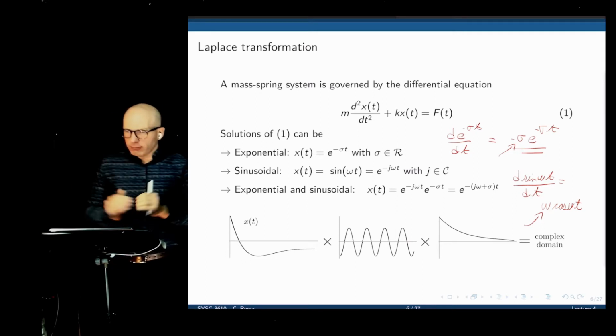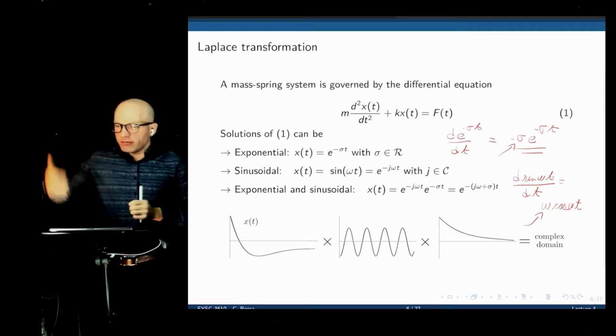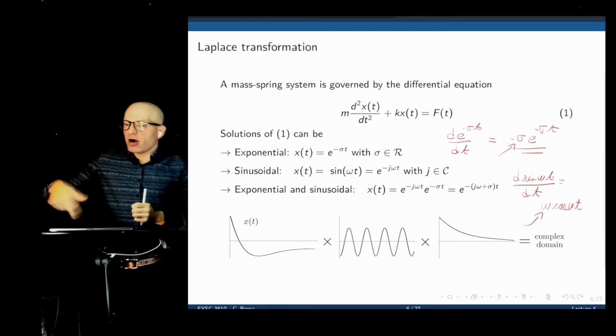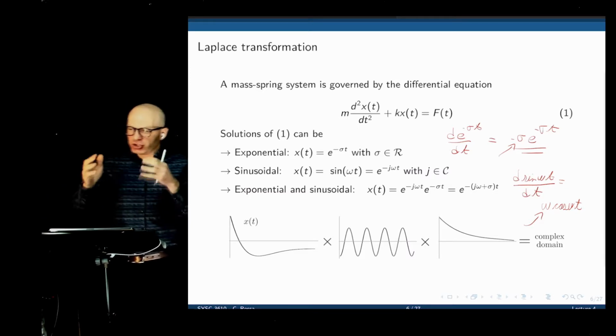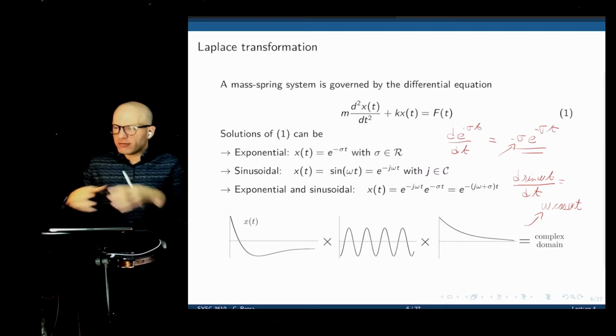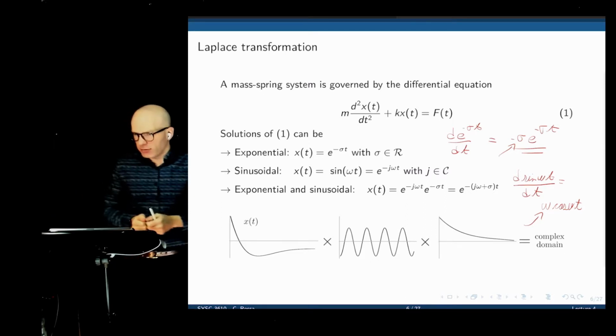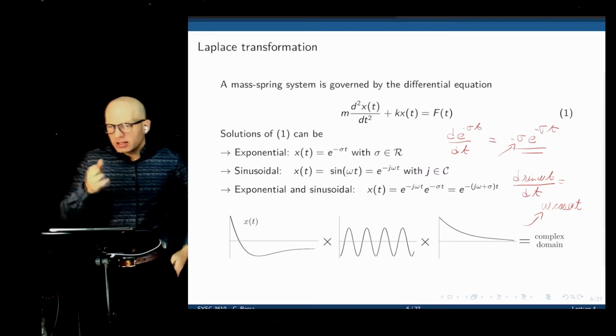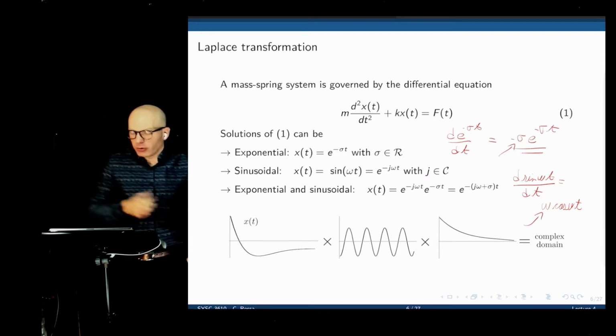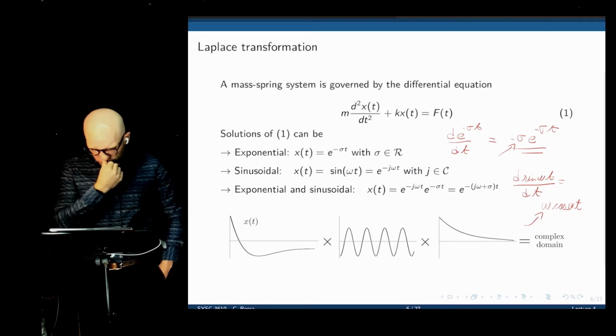So these are the only two functions that when we take the derivative of them, and the derivative of the derivative, and so on, the shape is still the same. The function doesn't change. It is still the same function, but a scaled version of itself. And that's why they are the only ones that will create solutions to equation one.